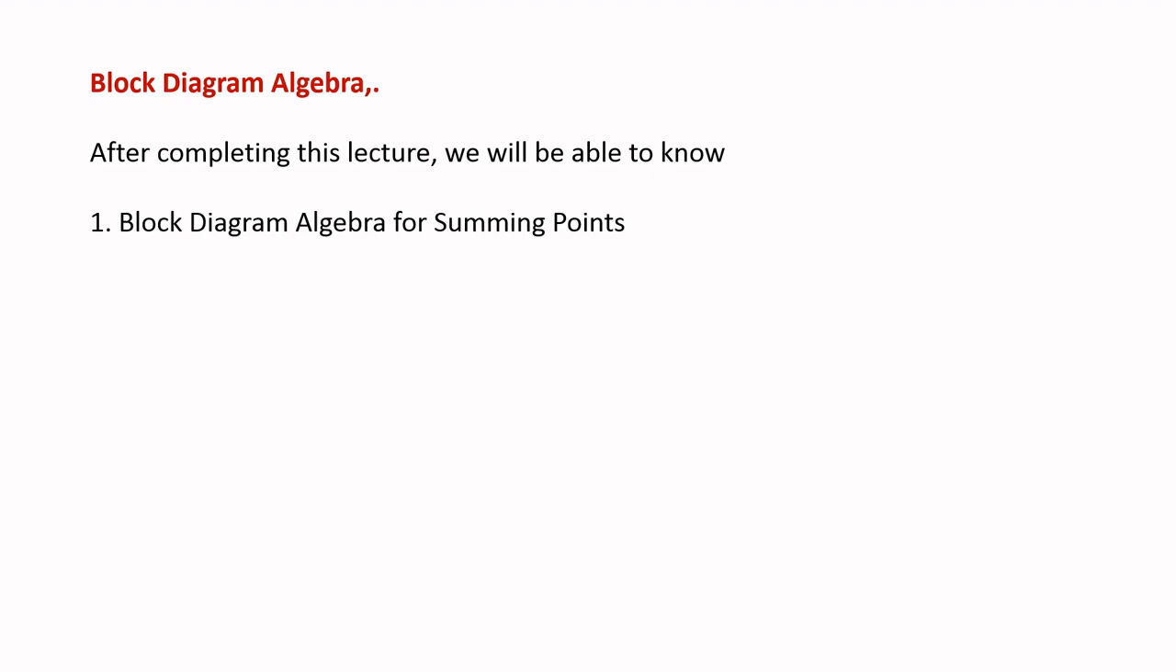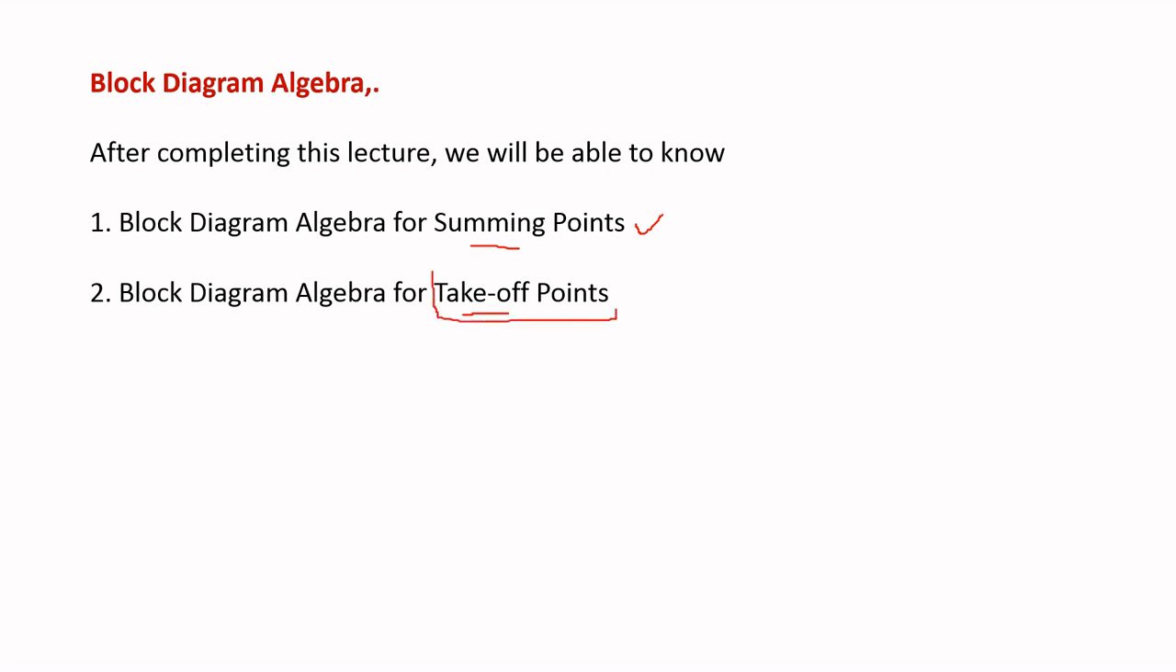The first one is block diagram algebra for summing points, and the second one is block diagram algebra for takeoff points. If the block diagram consists of summing points and we want to move the summing point before or after a block, how do we get the equivalent transfer function? Similarly, if we have a takeoff point in the block diagram and want to move it before or after the blocks, how do we get the equivalent transfer functions? We are going to discuss these.